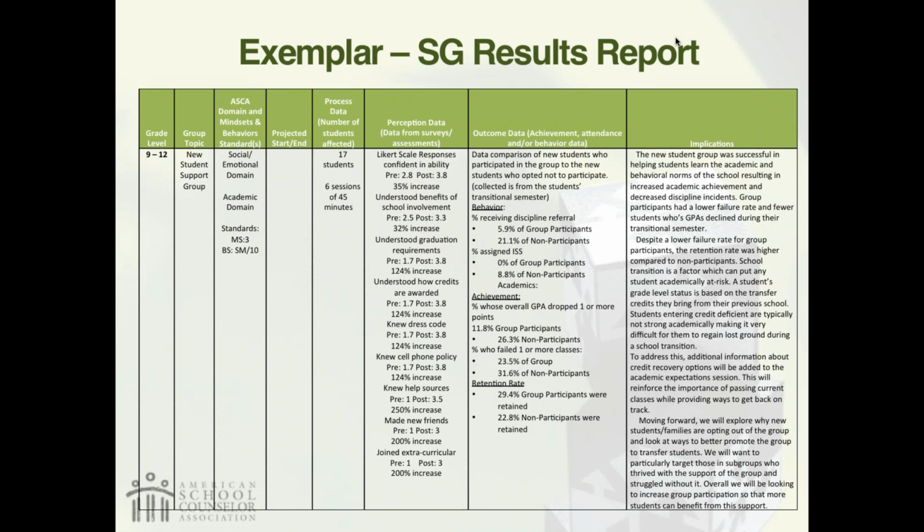And then they talk in the last paragraph about what they're going to do differently. They're going to talk about different ways to reach out to the families, especially those who opt out of the group. Better ways to promote the group to people who transfer in. Better ways to target those in specific subgroups to get them involved. All of those things are going to lead to improved delivery of this small group for this high school.